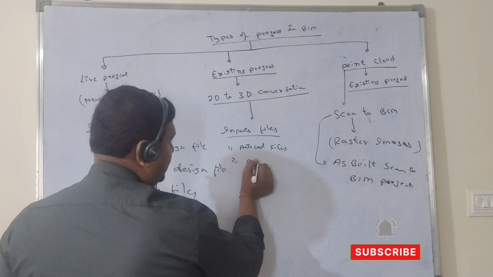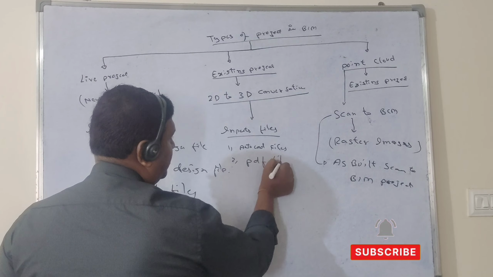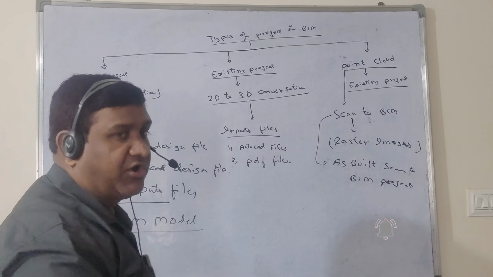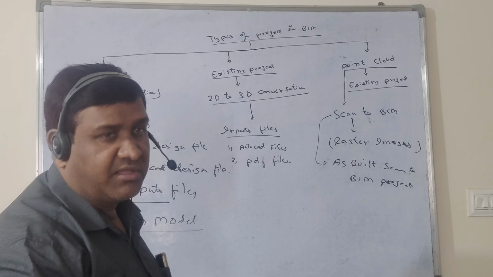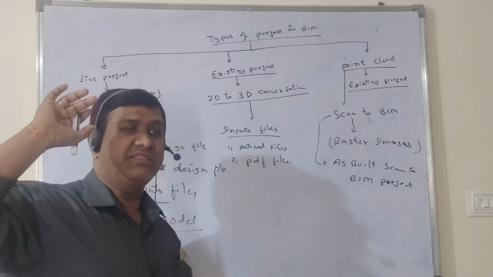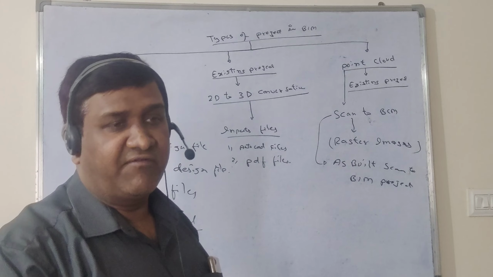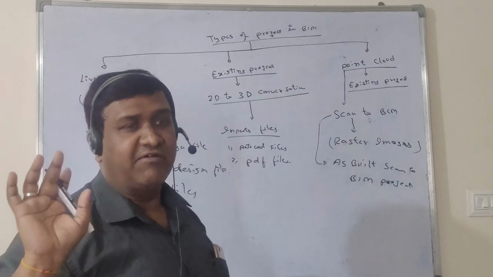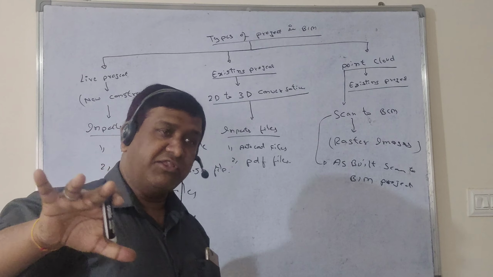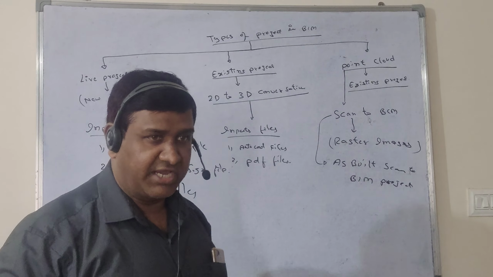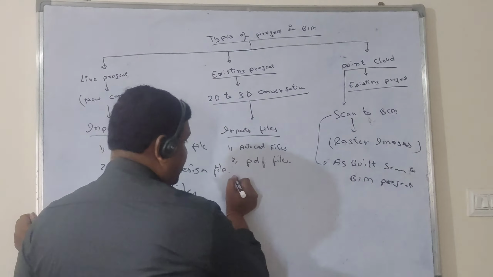Some companies may give a PDF file also, because they don't have AutoCAD. Because when the project was done, the client had given only the PDF file. So they have only the PDF file. By seeing that PDF also you have to make the model. That is possible here in BIM. Okay, that also we can do.